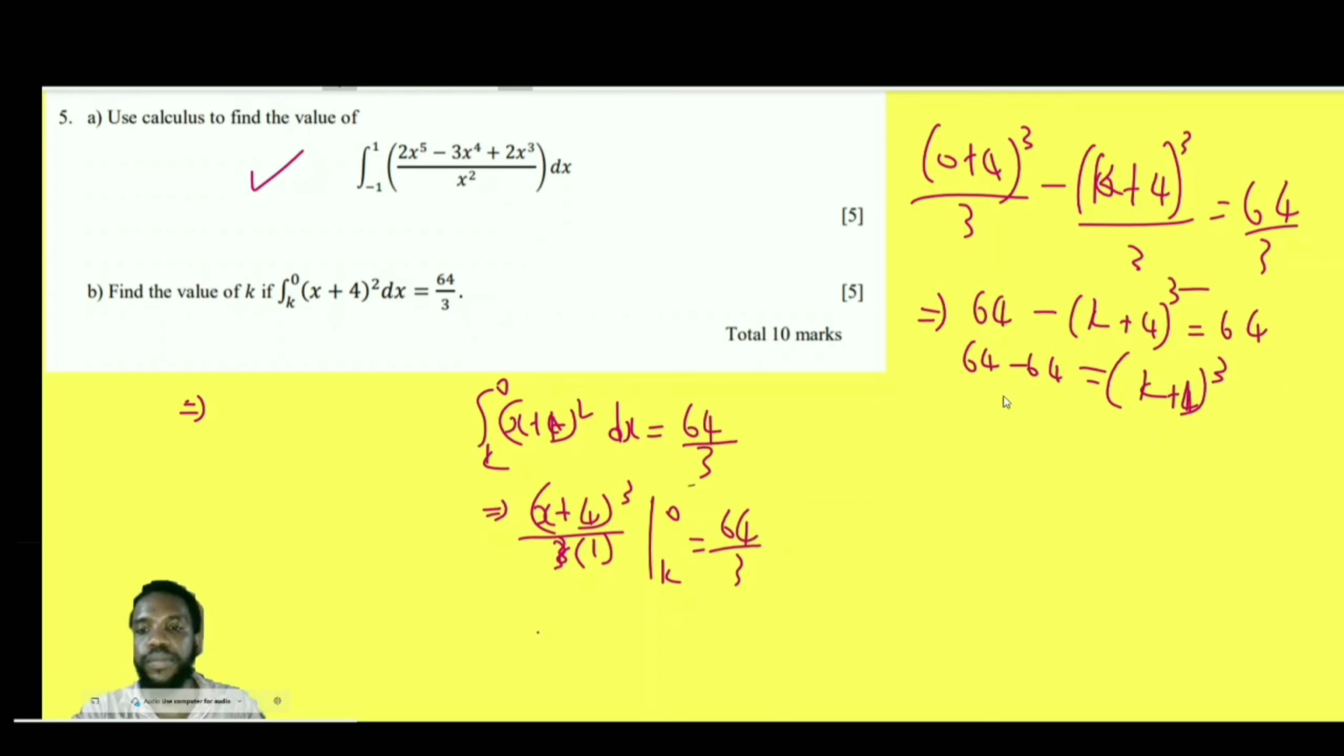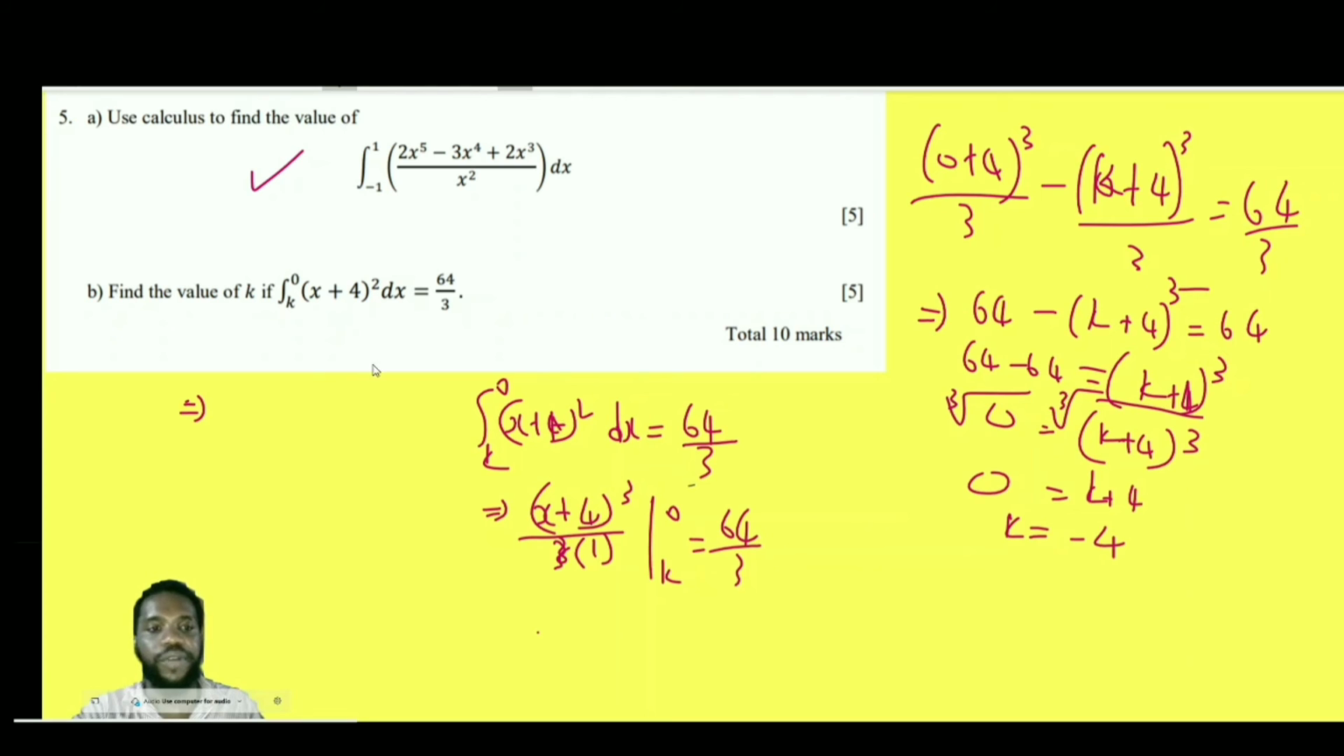all cubed. Now this is 0. So I need to get rid of a cube, so I'm going to go with cube root, right? Cube root. So I'm going to have 0 equal to k plus 4, which means that k has to be equal to negative 4. Alright? And that's it for question B.